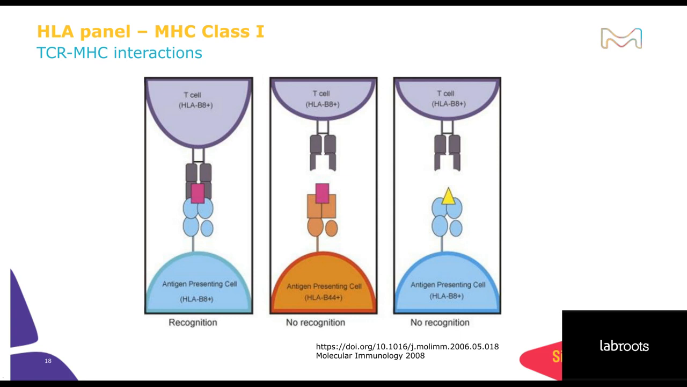So what we can think of with this system is a very discrete lock and key mechanism, where the T cell you can think of as the lock and the antigen-presenting cell as the key, and everything needs to completely match up for that T cell to recognize the antigen-presenting cell and potentially kill it, which is what we're looking for with immunotherapy.